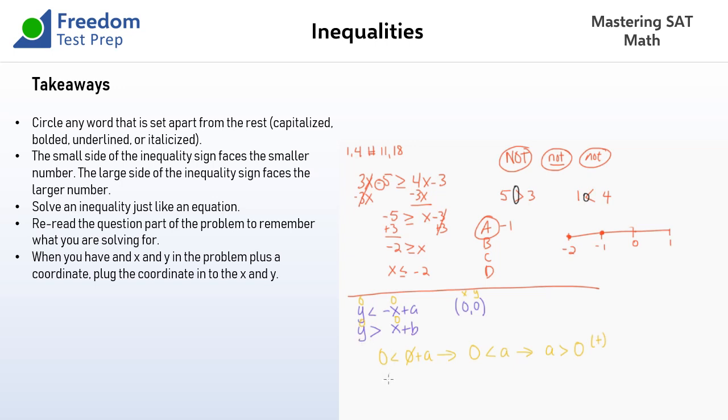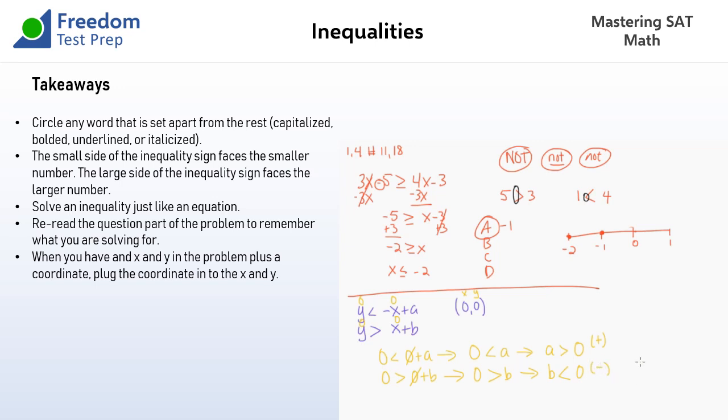For the second equation, we've got 0 is greater than 0 plus B, and again, we can cross out the 0. It is not useful to us mathematically. And we're going to turn around that equation so the variable is first, and then the small side is facing the B, and we have B is less than 0, which means this side is negative.